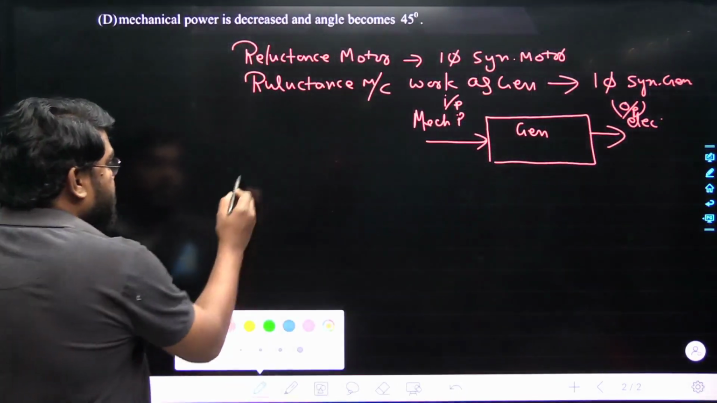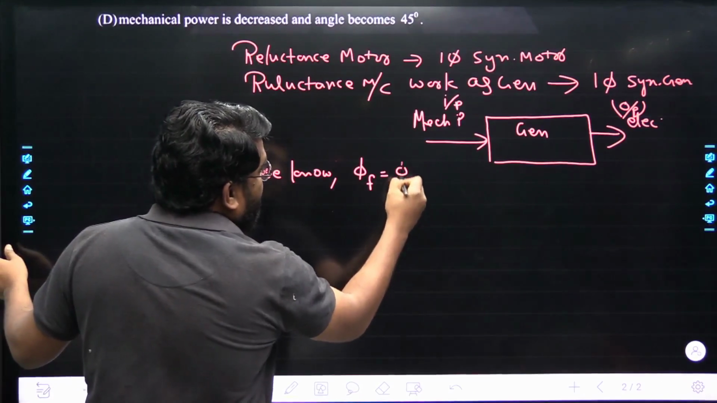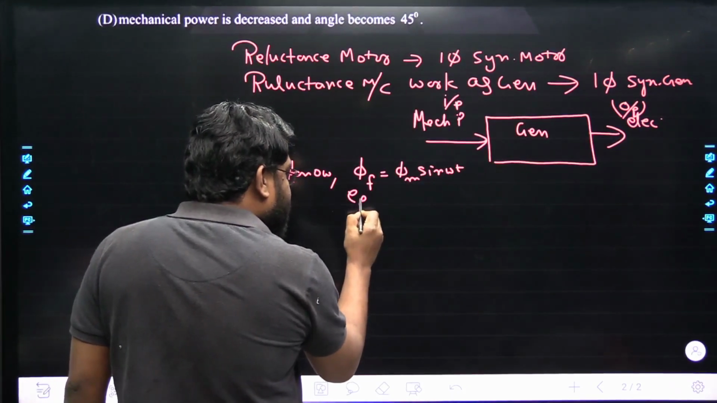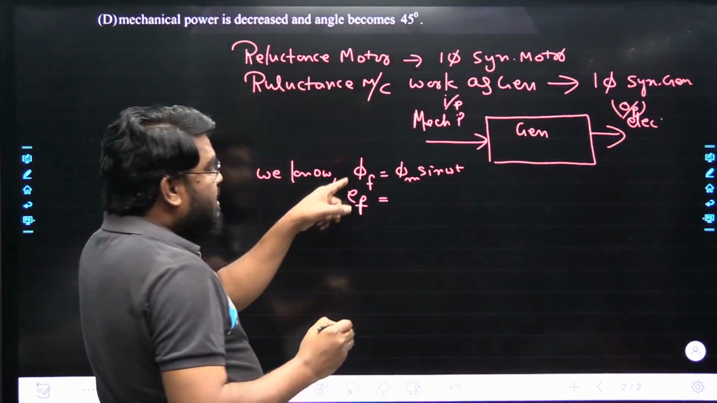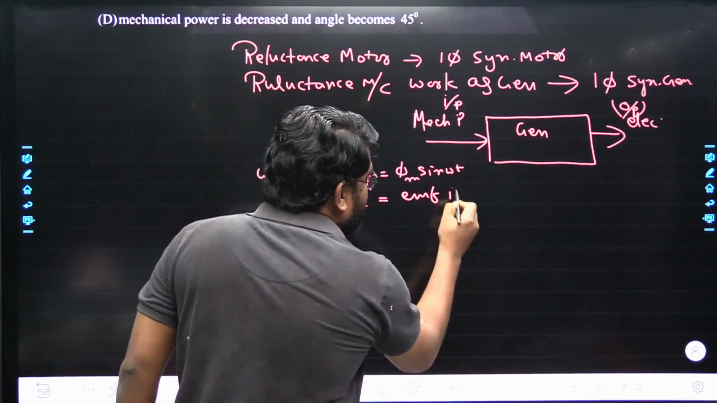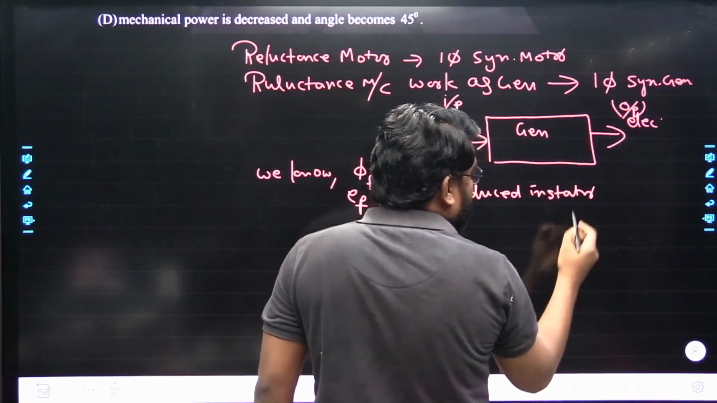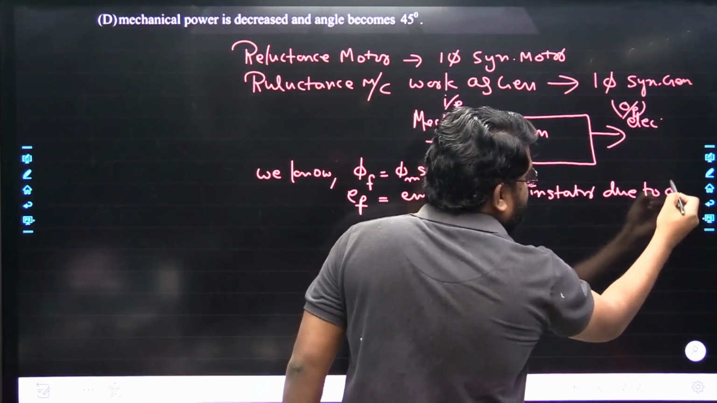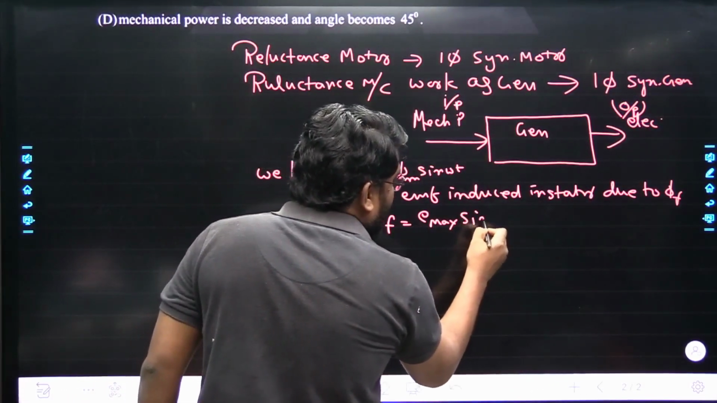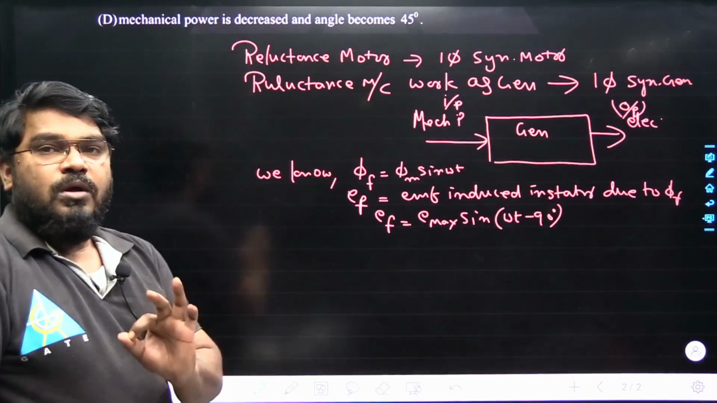Let us assume the field flux phi f is equal to phi maximum sin omega t. The EMF induced in the stator winding of the synchronous generator due to the field flux, EF, is equal to E maximum sin(omega t minus 90 degrees). The space angle between these two is 90 degrees.